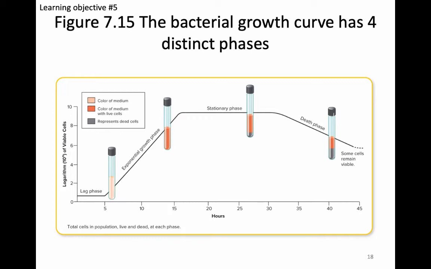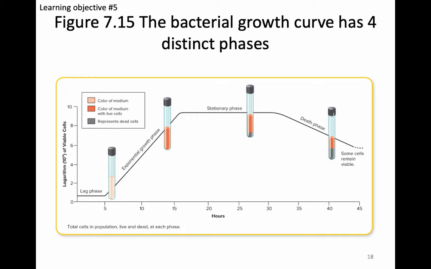At this point in the culture, we start to get a number of dead cells, which is represented in gray. So a fraction of the culture is now dead because nutrients are being depleted and waste is building up. So the number of cells that are dividing is equal to the number of cells that are dying in the stationary phase. So overall, we have no change in cell number.